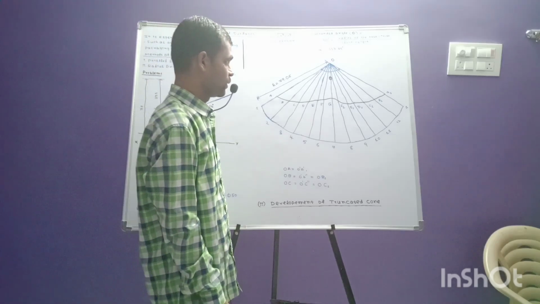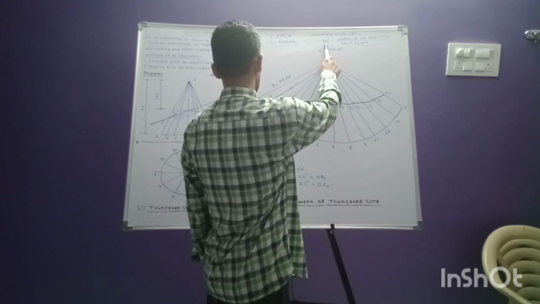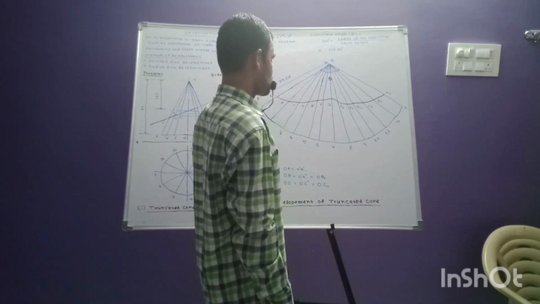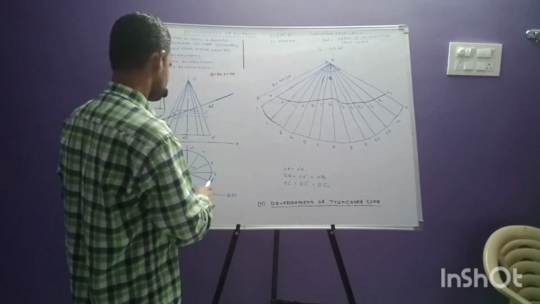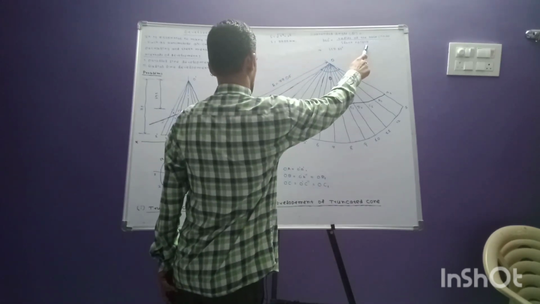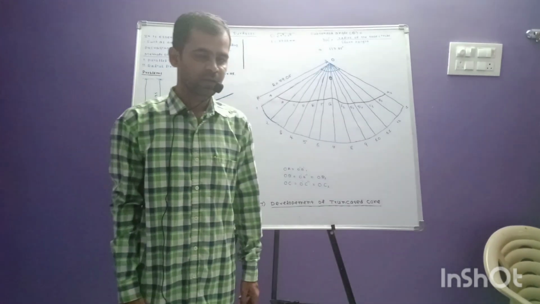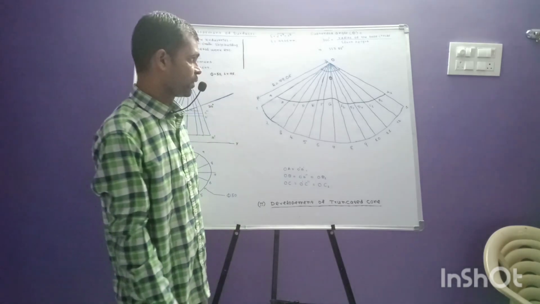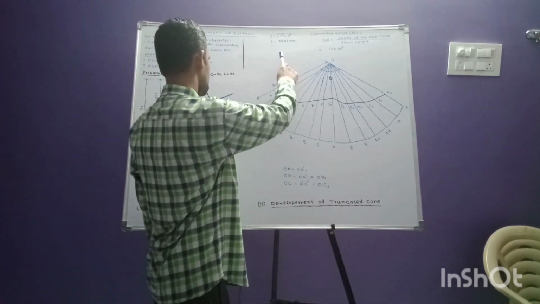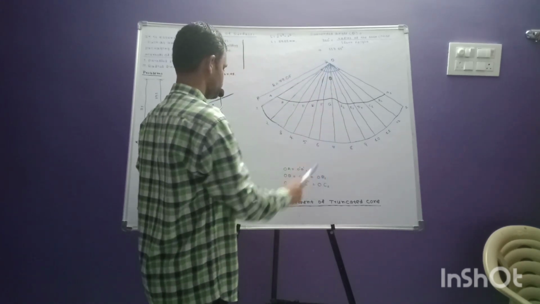Another formula is the subtended angle theta, which is given by 360 degrees into radius of the base circle divided by slant height. In this problem, the radius is 25 and the slant height 79.05. So the subtended angle we have got is 113.85. Once we have found the slant height and the subtended angle, we can draw this diagram.